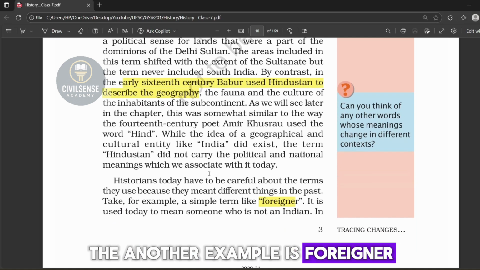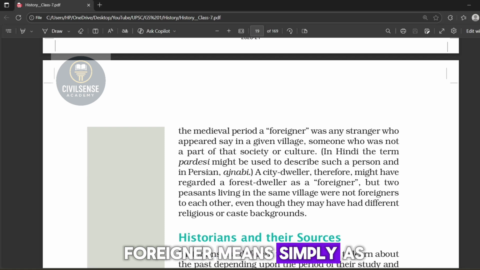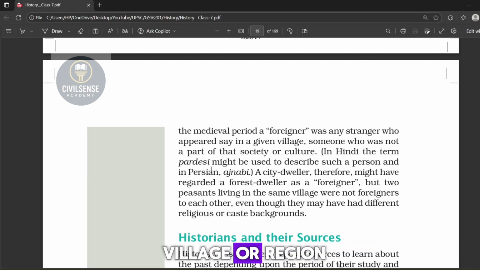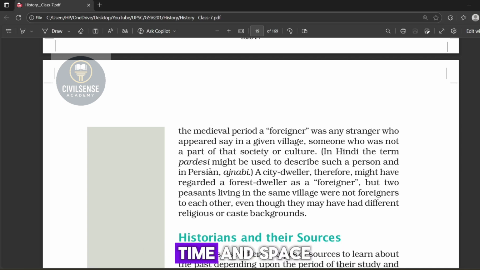Another example is the word foreigner. Today it means someone who is not an Indian, but in medieval India, foreigner meant simply a stranger, maybe someone from another village or region. A city dweller could call a forest dweller a foreigner. So meaning depends on time and place.